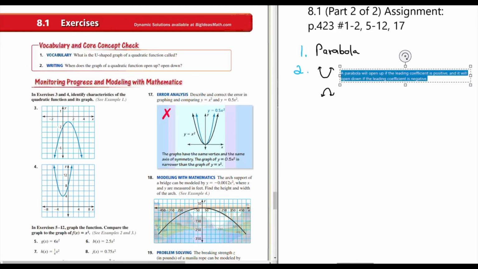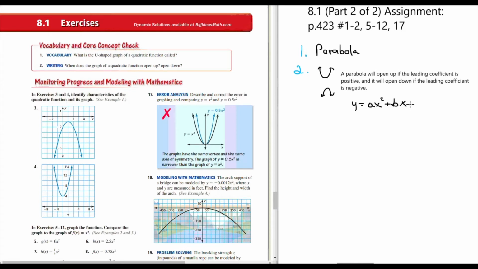So remember, all of these quadratic equations can be written in the form y equals ax squared plus bx plus c. And if A, this value right here, the leading coefficient, is negative, then you get that reflection over the x-axis and the parabola would open down, otherwise it opens up.